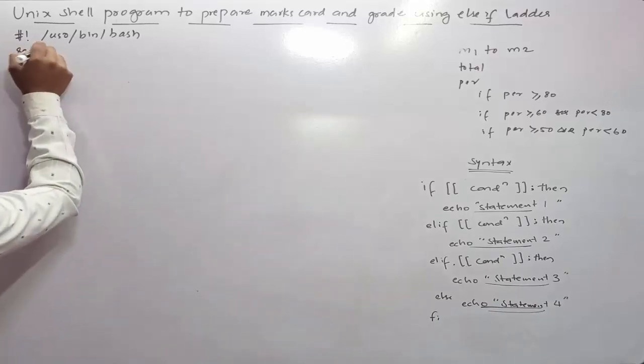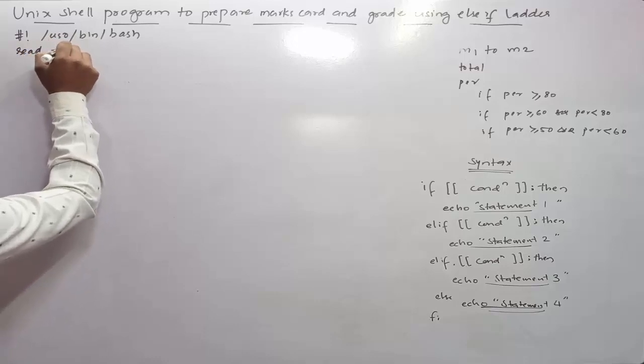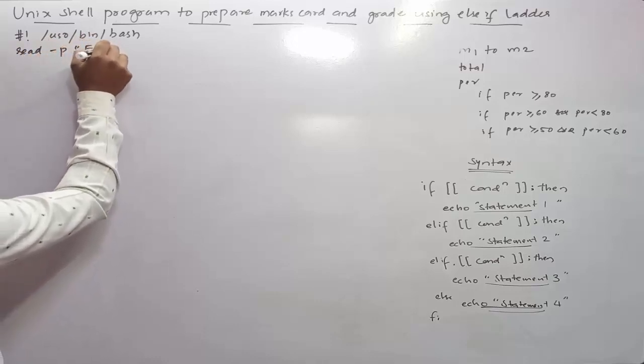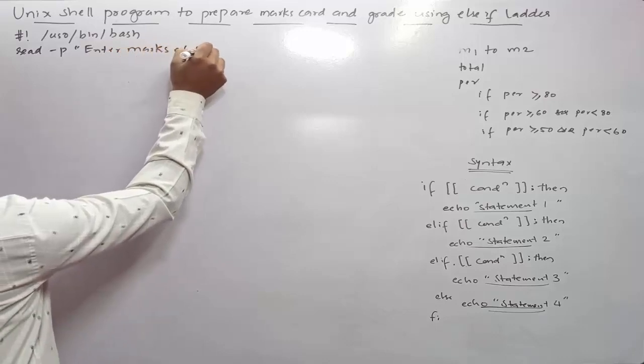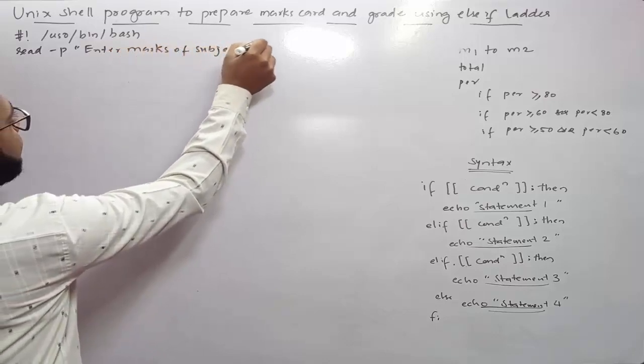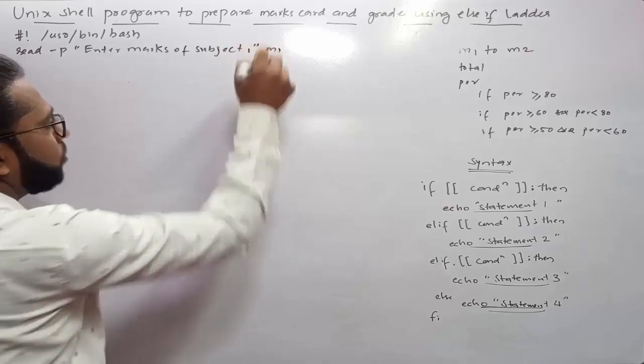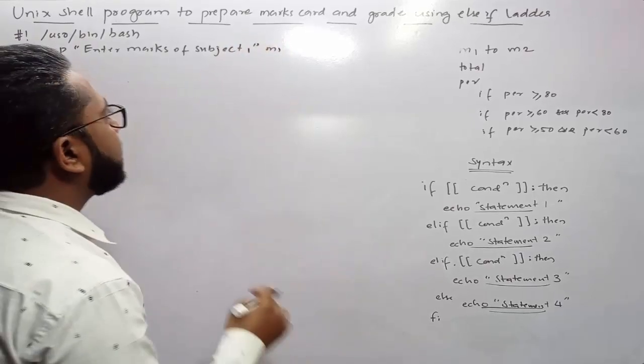First, read -p "Enter marks of subject 1" M1. M1 is our first variable.